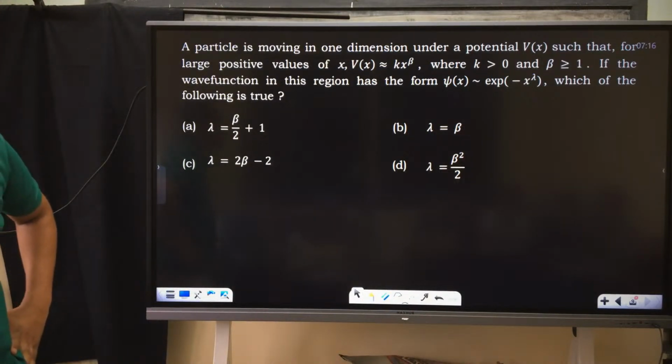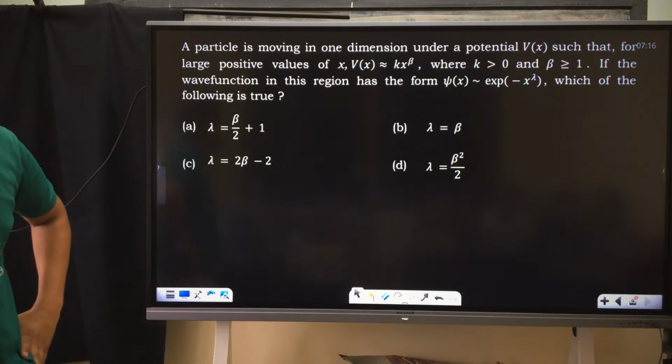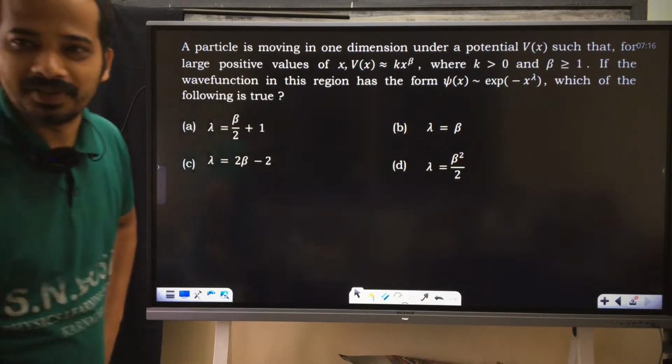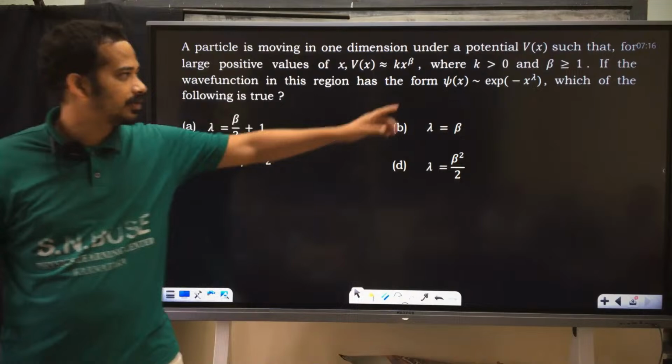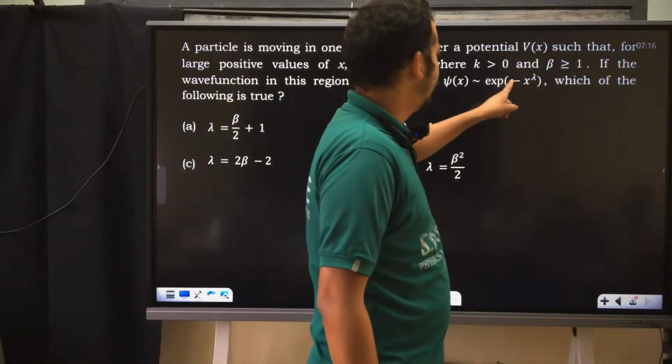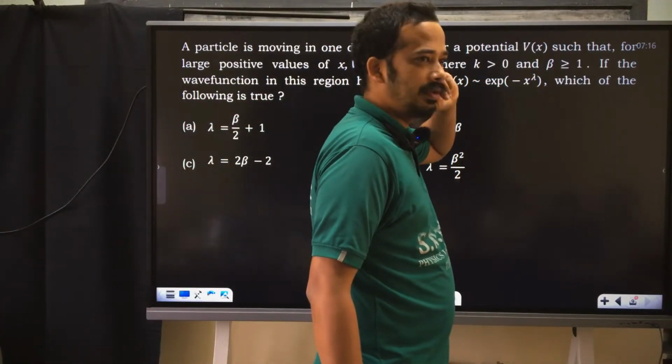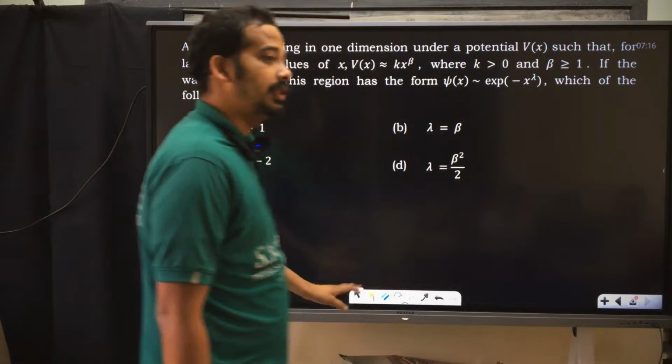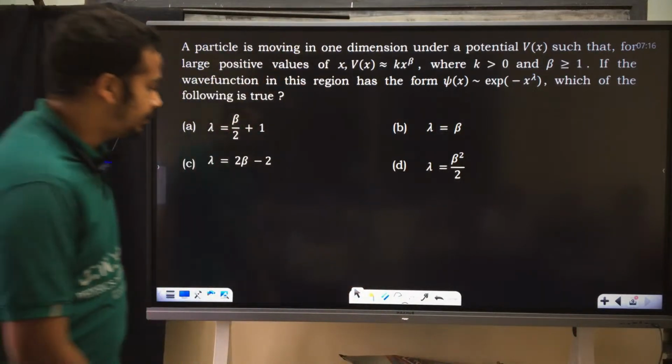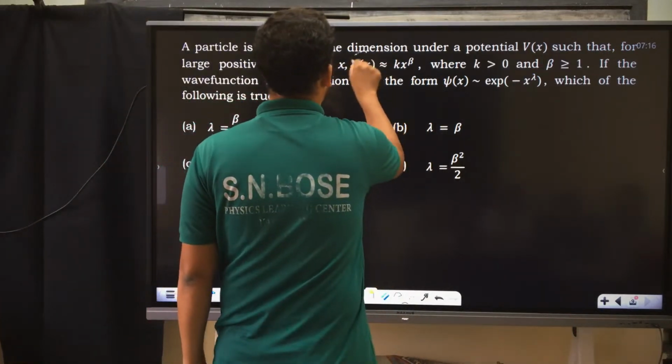If beta equals 2, lambda is also 2. I try to apply the harmonic oscillator, for which I know Gaussian is one of the wave functions, e power minus x square. That won't work. And one more thing, he is expecting something else. Okay, this is the potential only for large x values.